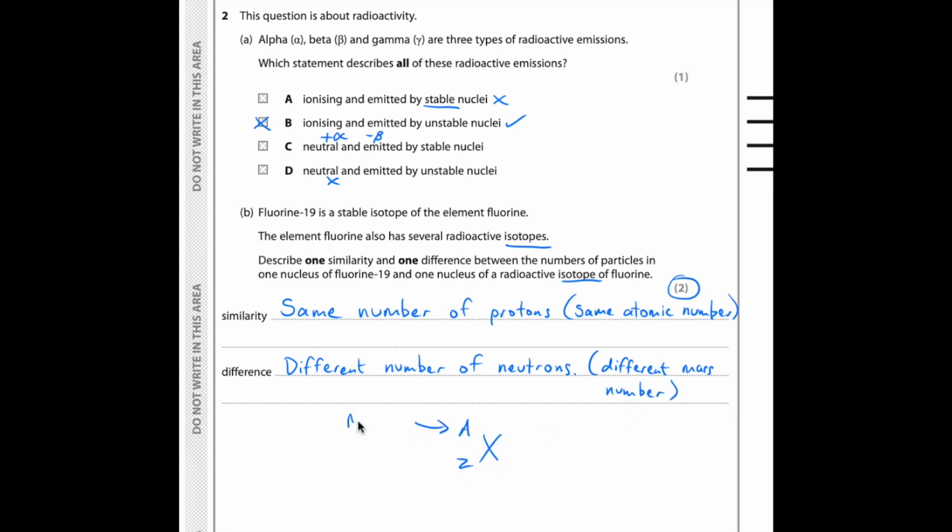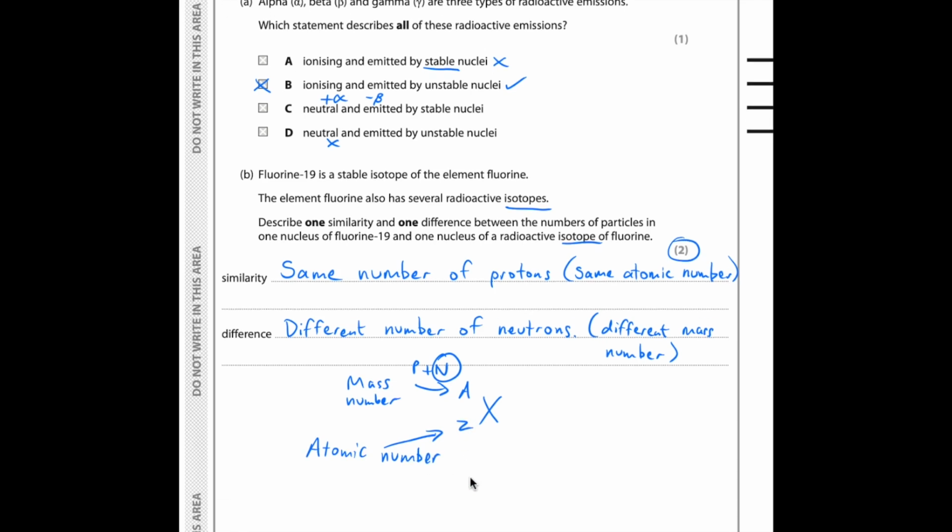Remember, that's the mass number, which is the number of protons added to neutrons. So since the number of neutrons is different, this number is going to be different. And this number here is just the number of protons, the atomic number. If both of them are fluorine, this number has to be the same.